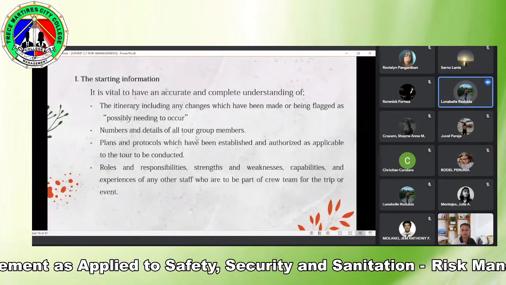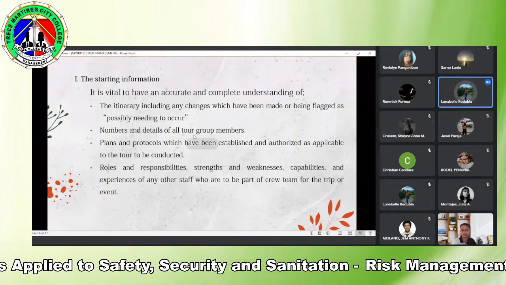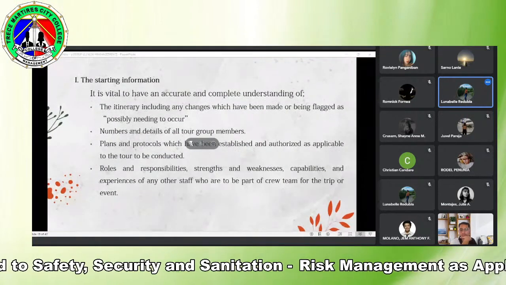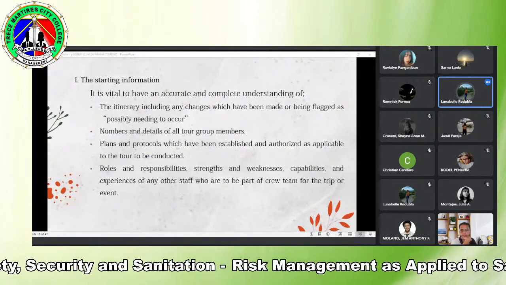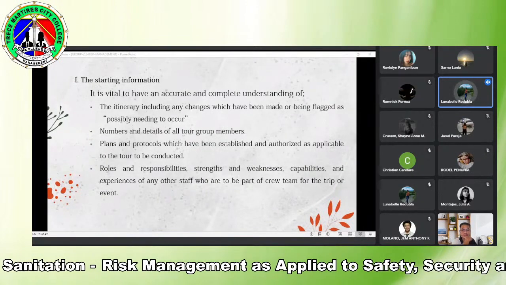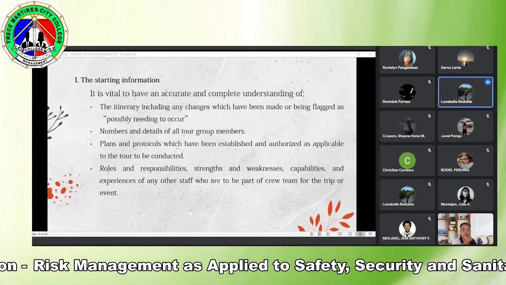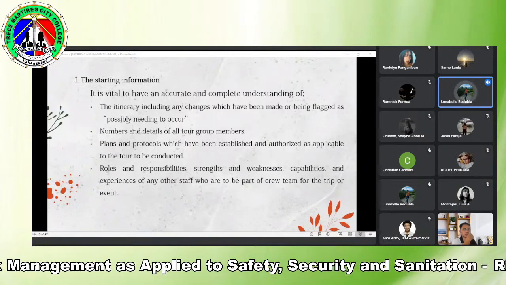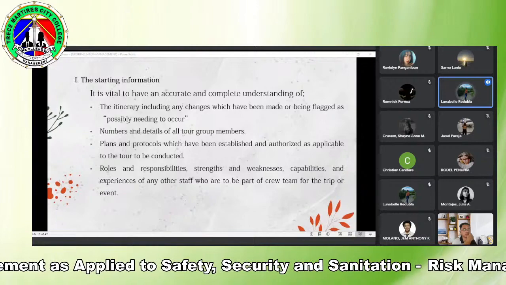Numbers and details of all tour group members. Pag in case of emergency, para hindi na tayo mahirapan na makontak at ma-identify yung guest natin.